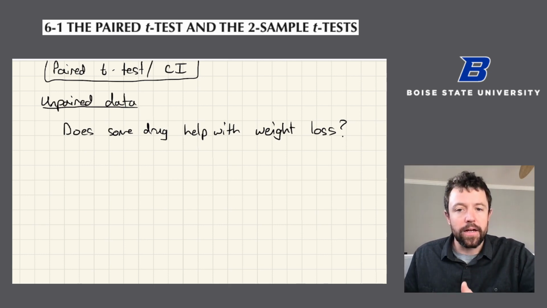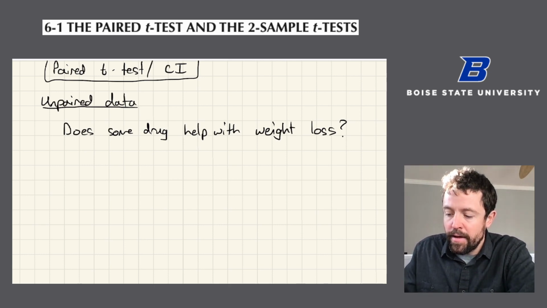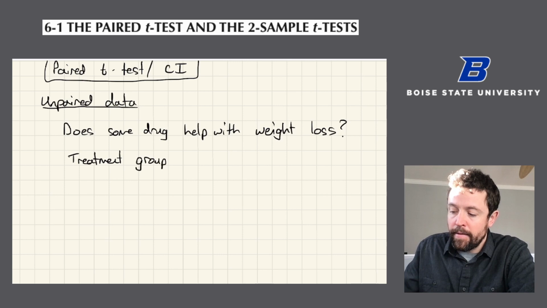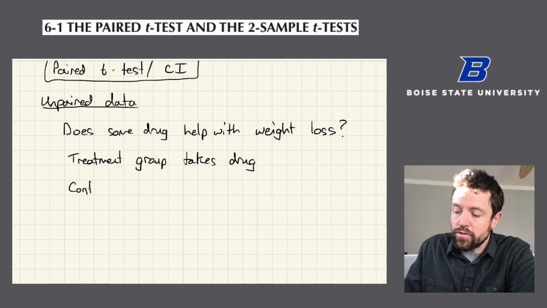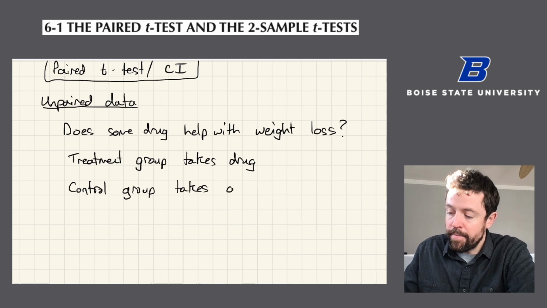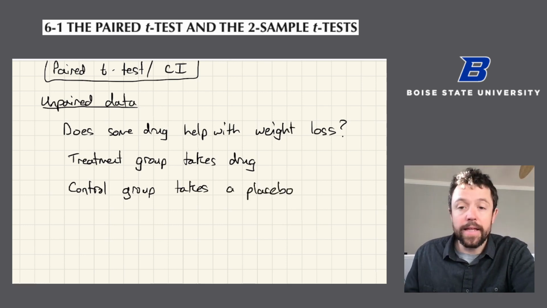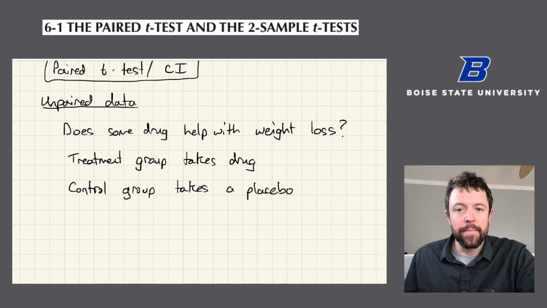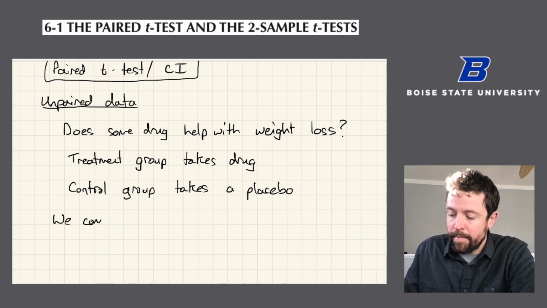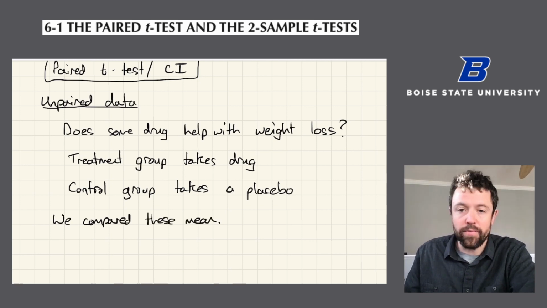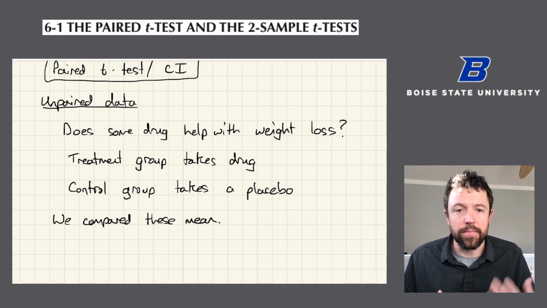And so in a good experiment for this, you would have a treatment group that takes the drug for some specified period of time, and we would have a control group that doesn't take the drug. They take a placebo. And these are two means that we want to compare. So we compare these two means. That is, from the samples, we have an average weight loss from the treatment group, and we have an average weight loss from the control group.